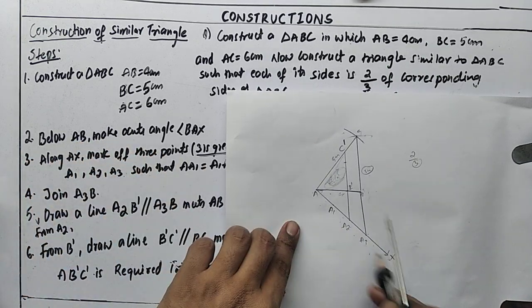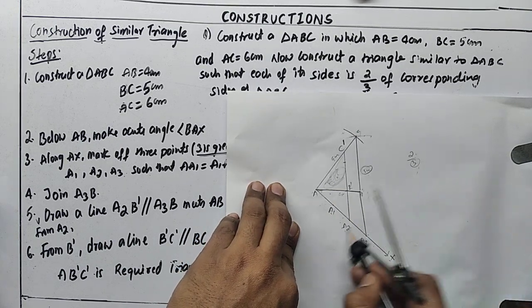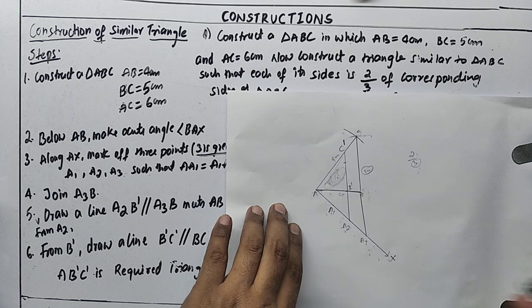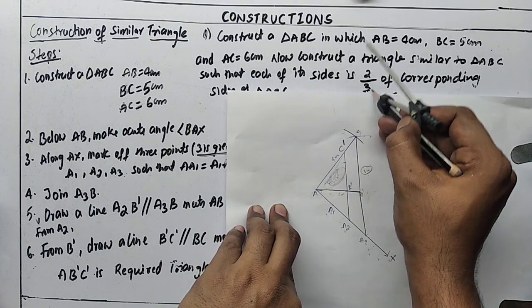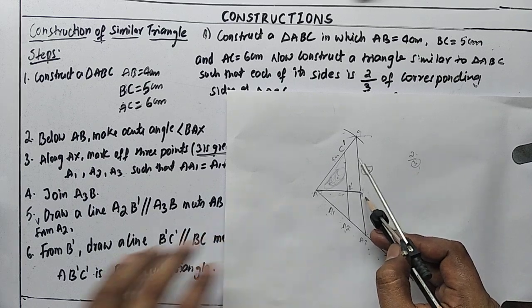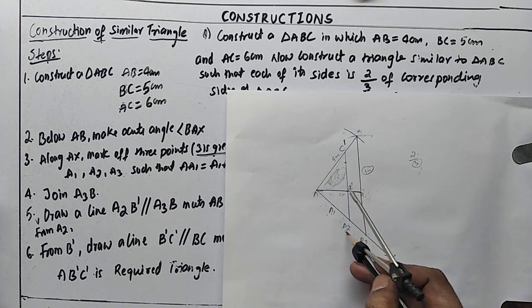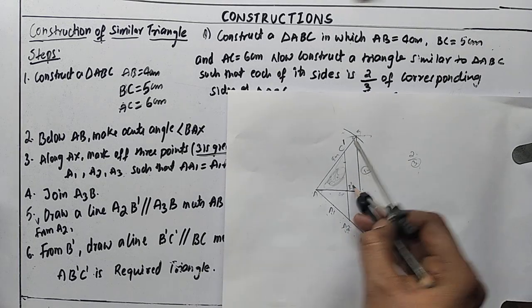We have marked 3 points. Why have we marked 3 points? Because in 2/3, 3 is greater than 2. Now as the ratio is 2/3, first you have to join the last point, B to A3. Next you have to take the second point.